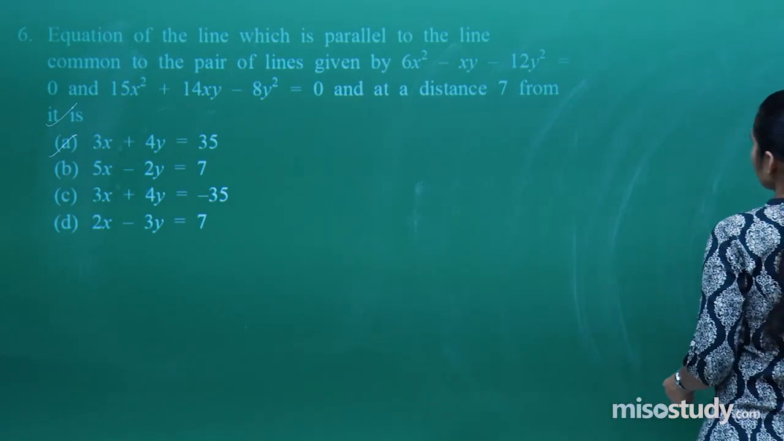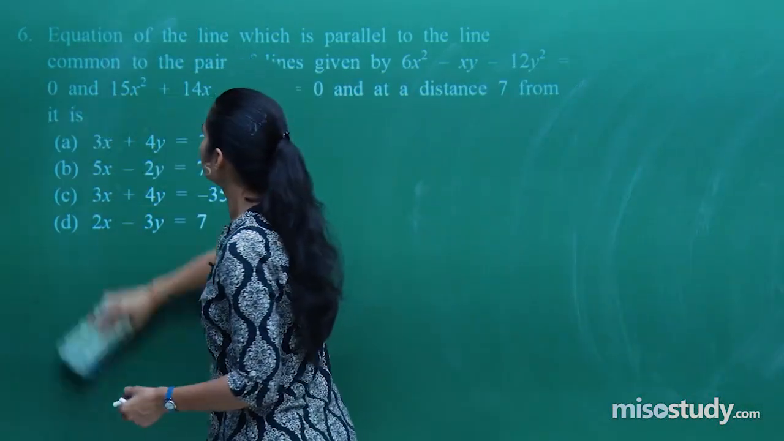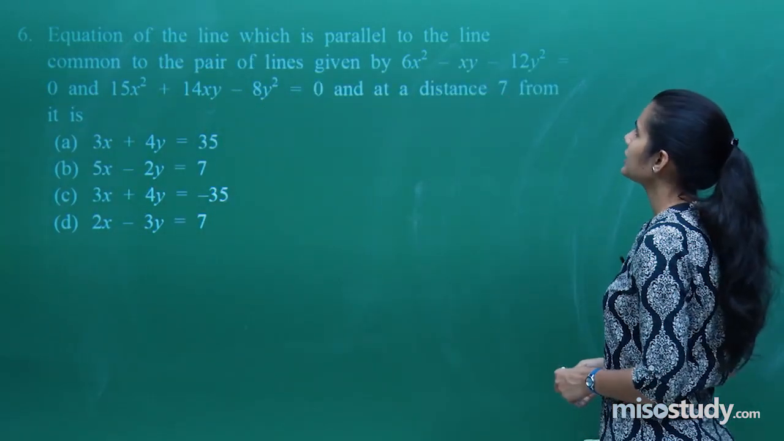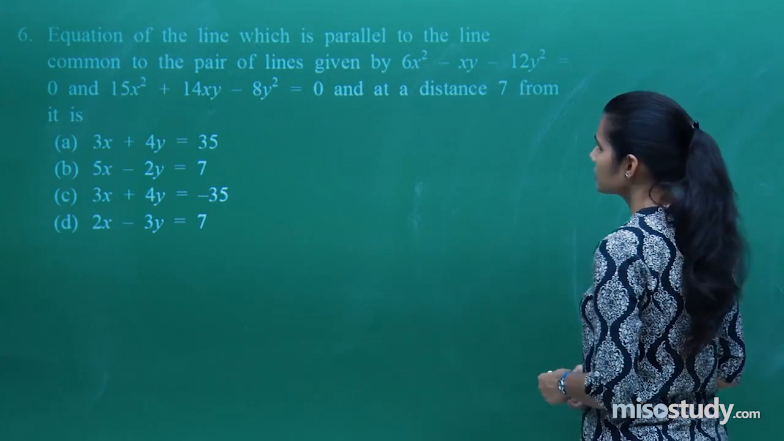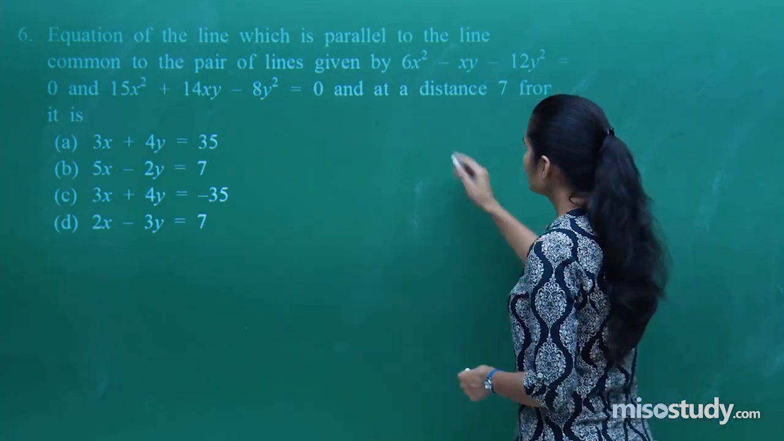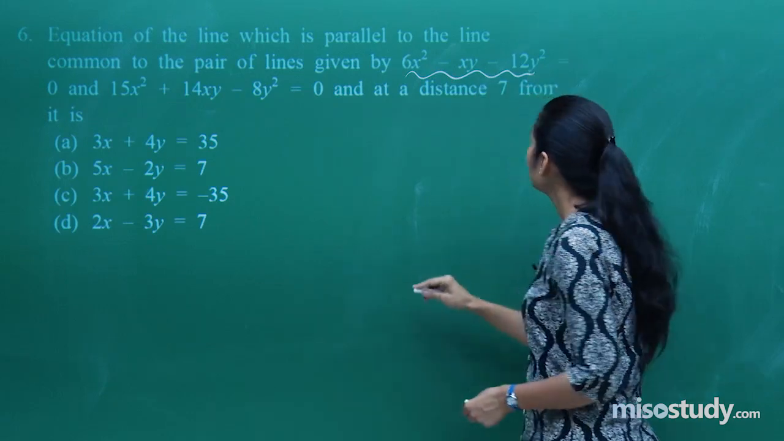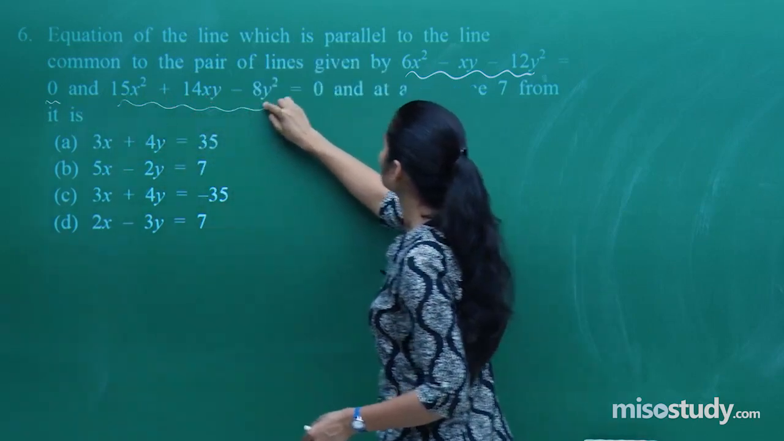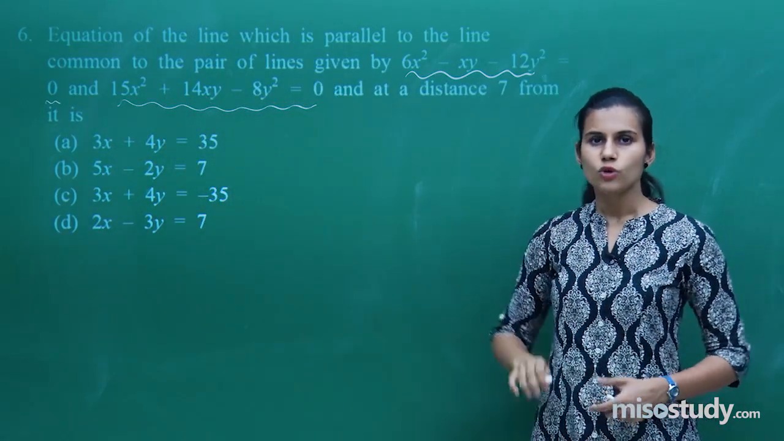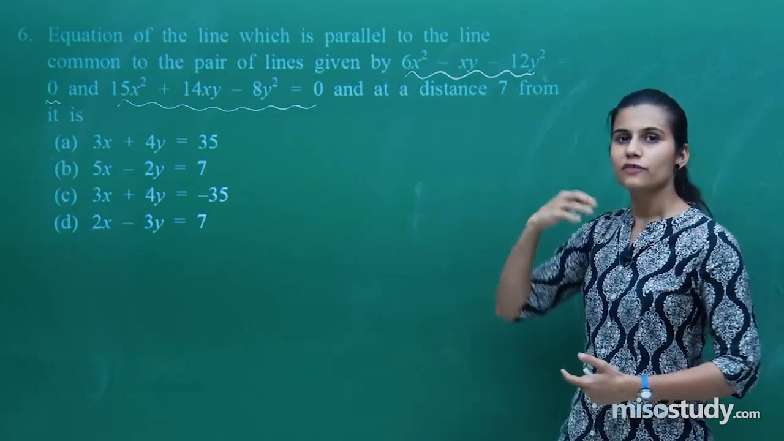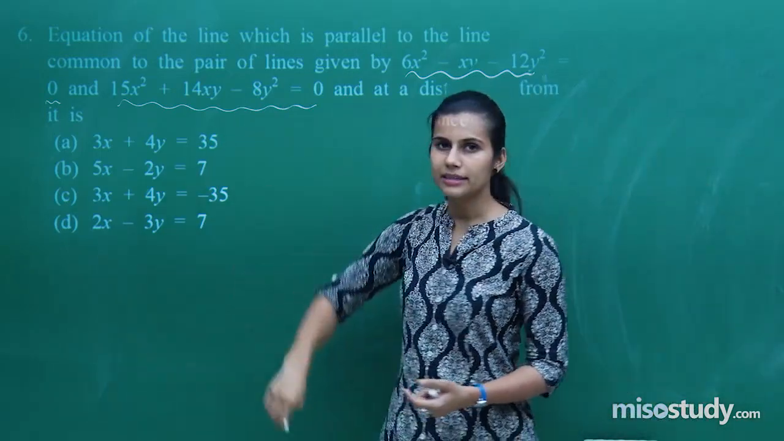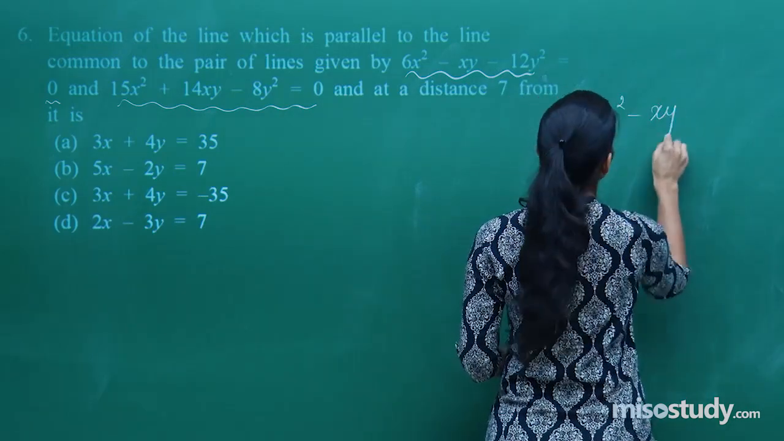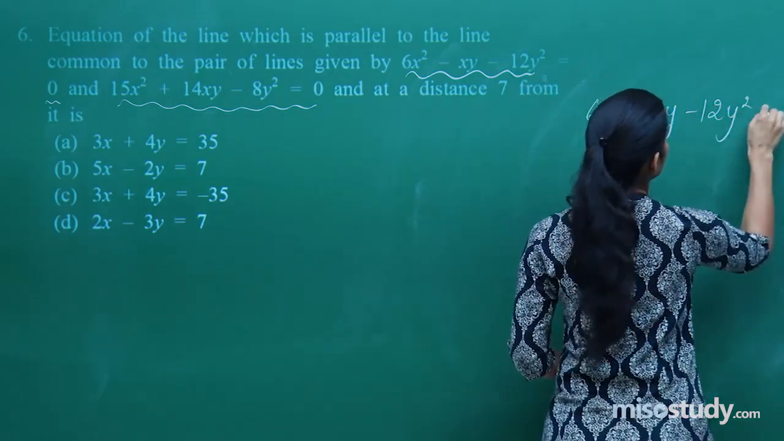The question is: find the equation of the line which is parallel to the line common to the pair of lines given by these equations, and is at a distance of 7 from it. Let's talk about this. This is the equation of a pair of lines, and this is another equation. Which are the two lines whose joint equation is given by each of these? Let's understand.